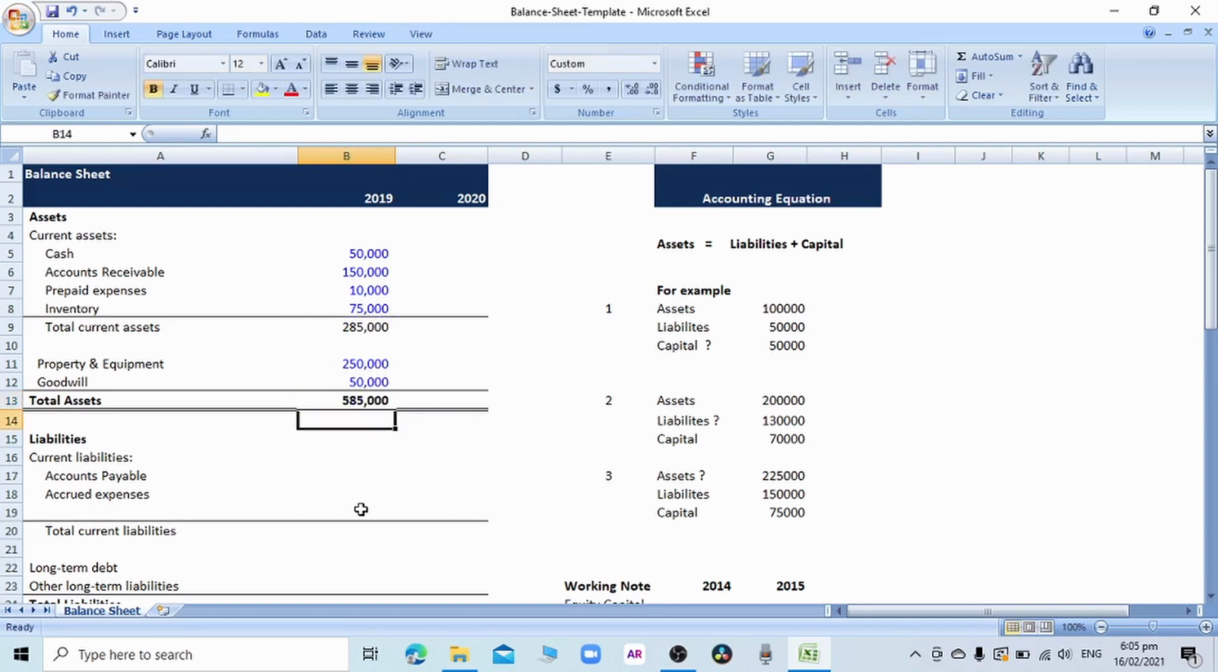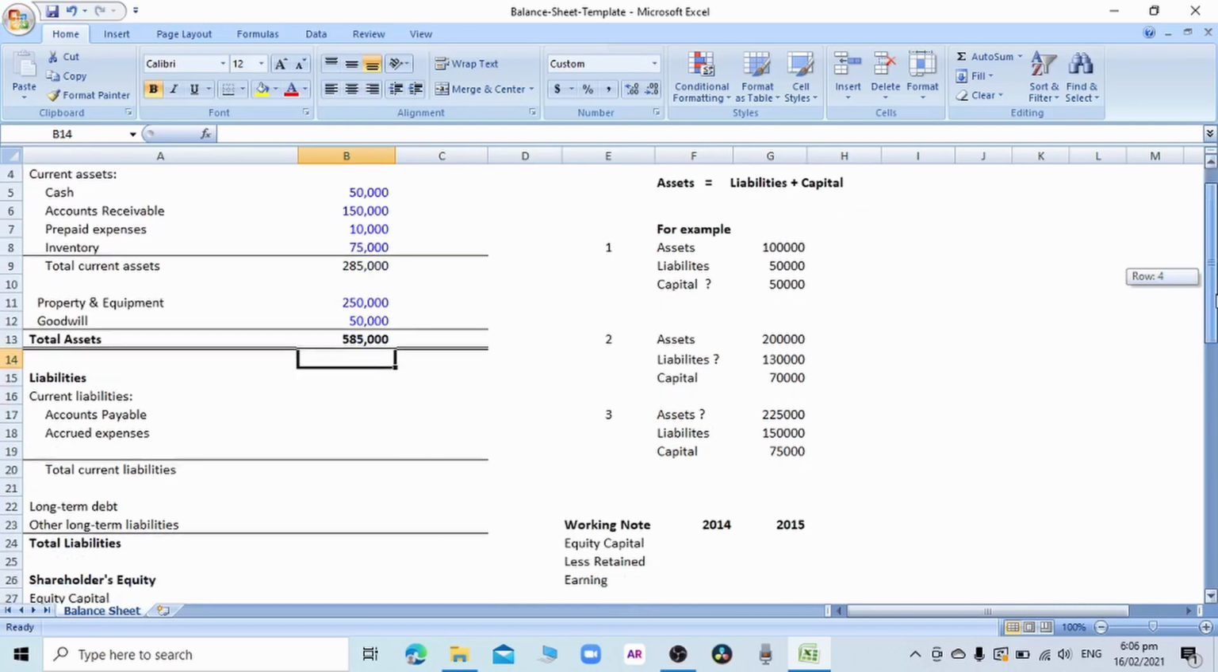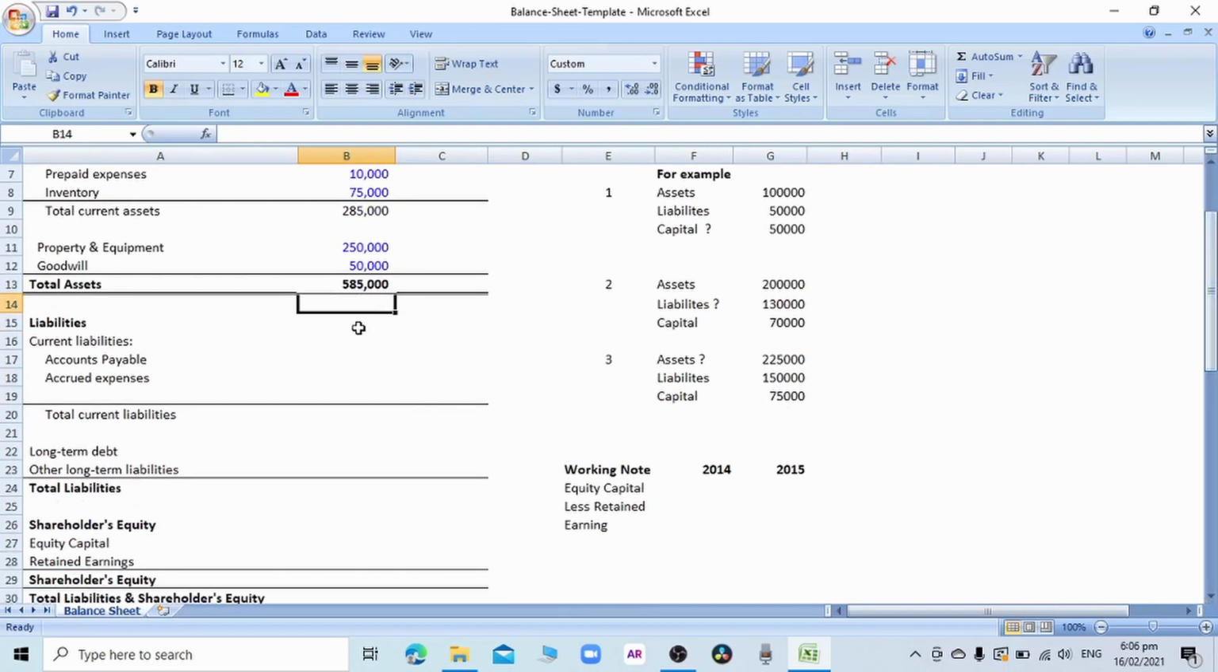How much do you get? So you will have $585,000 for the total assets of the company. Now we will work out the liabilities.